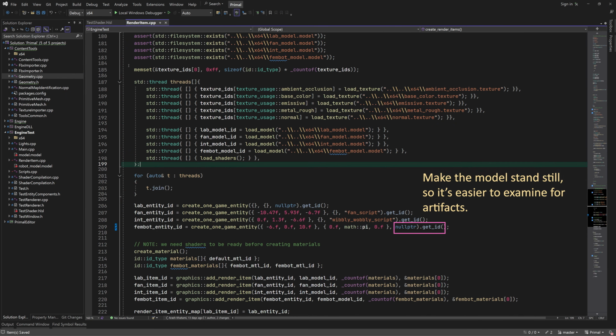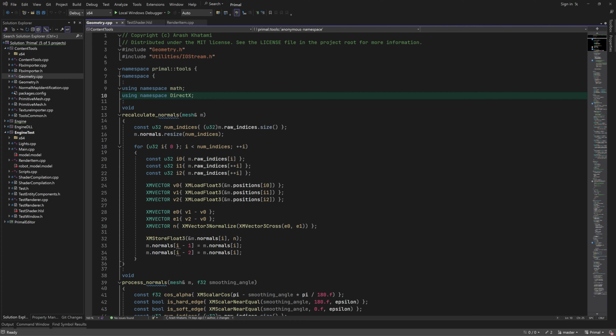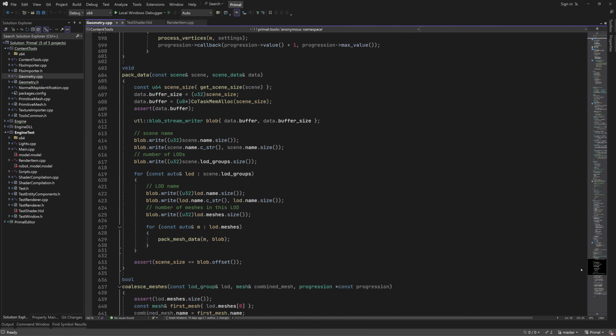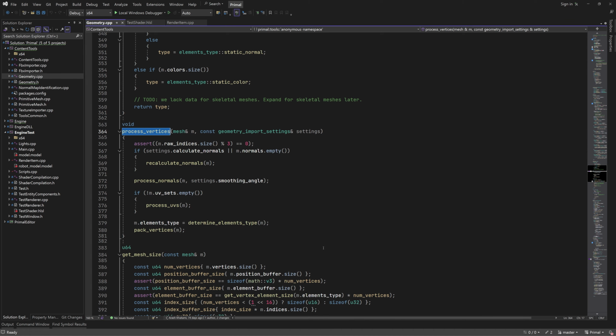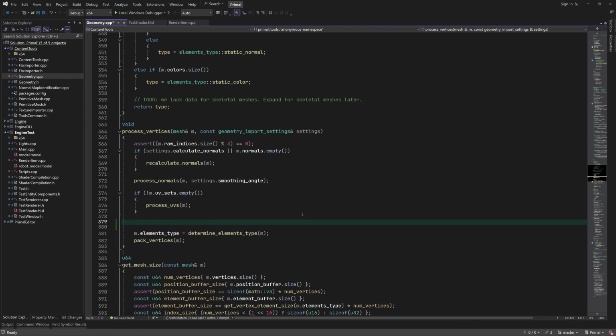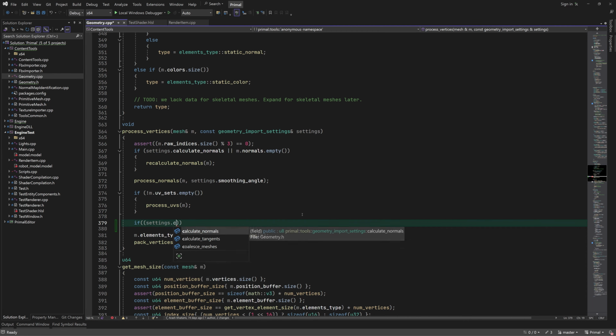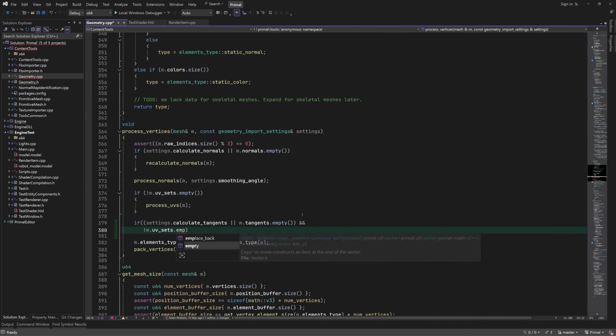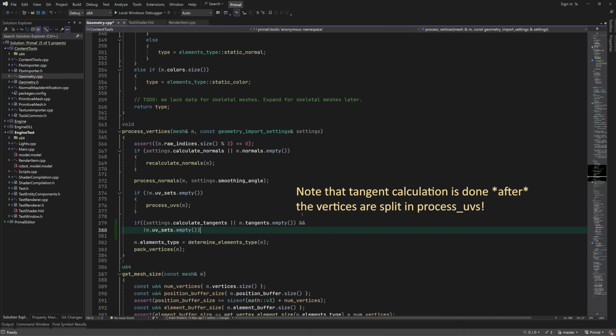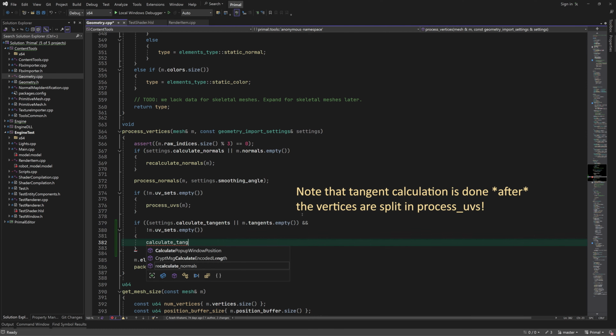Let's write a function that calculates the tangent vectors. This function will be called if the import settings require the importer to calculate tangent vectors, or the FBX file didn't contain any tangent information, in which case the tangent array would be empty. Of course, we can only calculate the tangents if the model has a UV set.